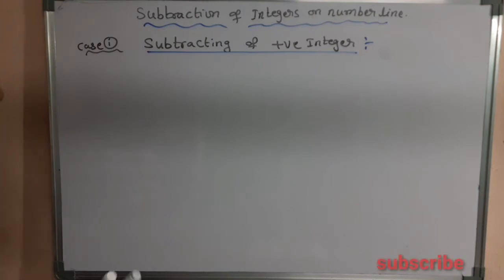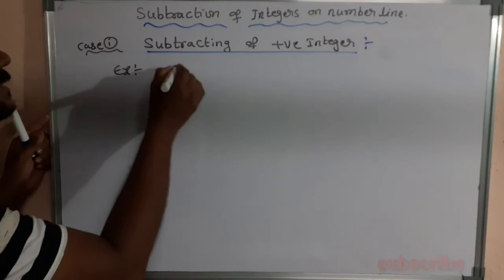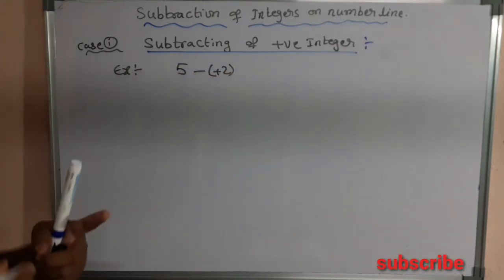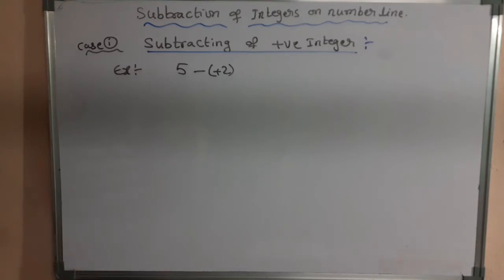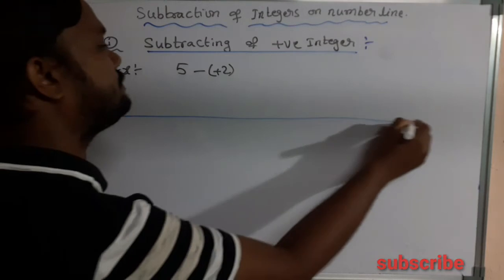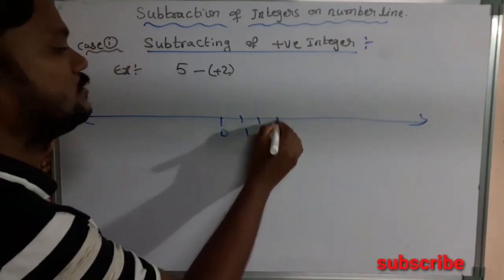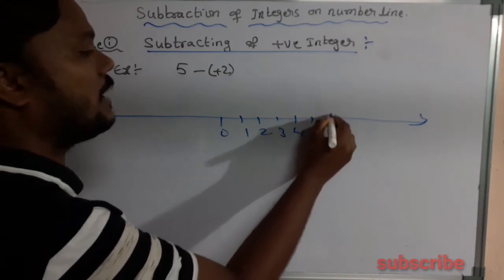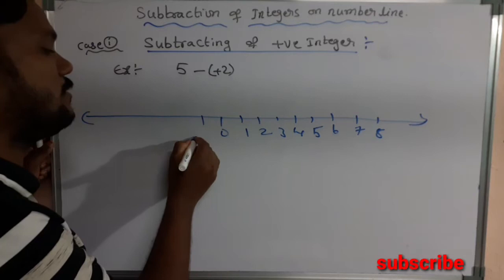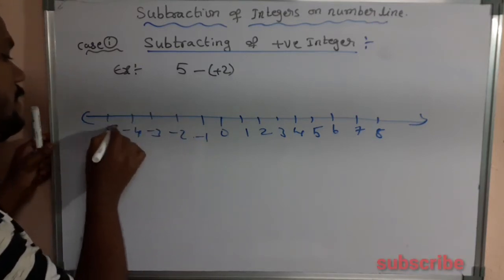How are we going to do the subtraction of positive integers? For that, let us take an example: 5 minus of plus 2. Firstly, we need to draw the number line. 0, 1, 2, 3, 4, 5, 6, 7, 8, and towards the left of 0, minus 1, minus 2, minus 3, minus 4, minus 5.